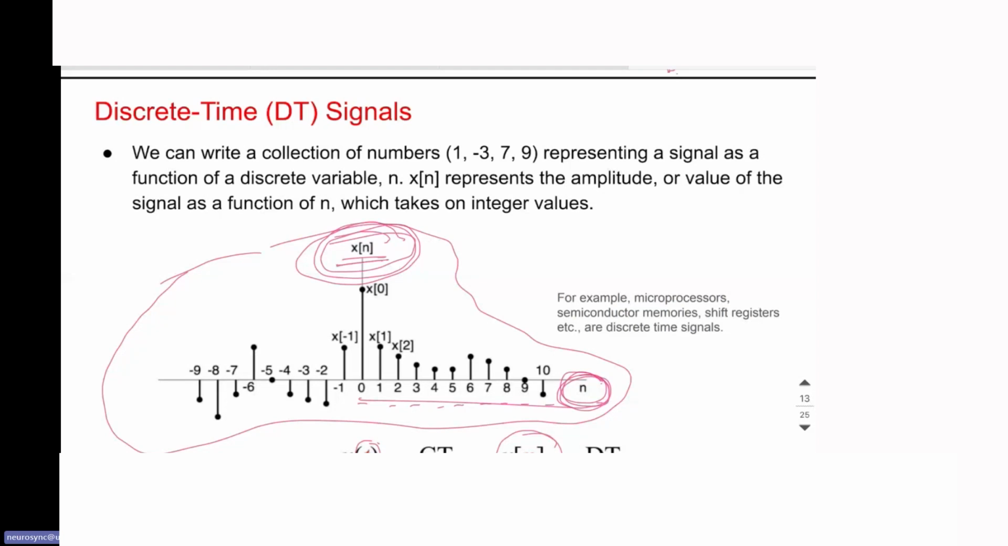Therefore it is x of n, and it is always written in square brackets. You have to remember this. The continuous time signal is in round brackets, x of t. And always this n is an integer value, which you also need to remember: 0, 1, 2, 3, 4, like this. Examples of discrete time signals are microprocessors, semiconductor memory, and shift registers, where you will get discrete time signals.